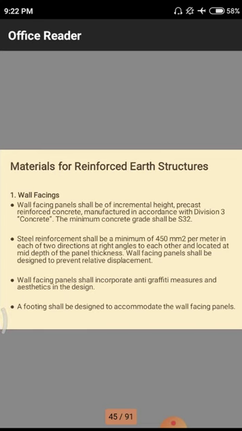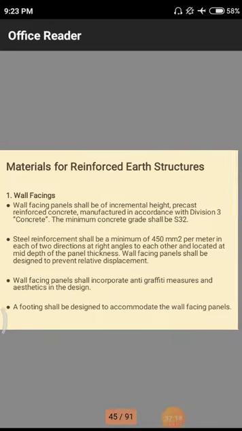The next one is the materials. First we are observing the properties of reinforced earth. Second, elements of reinforced earth. And after that we are using these properties. And next is the materials we are using for the reinforcing element. First of all, we have to observe the wall facings: what the wall facings are and how they are designed.